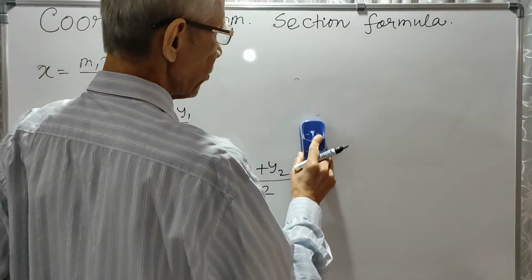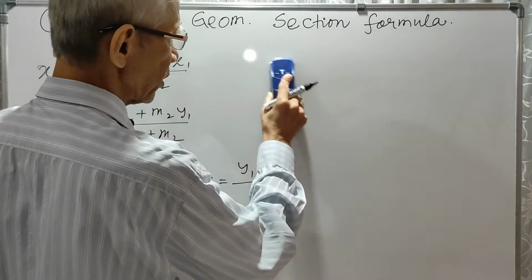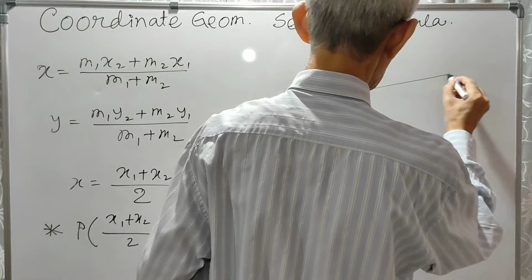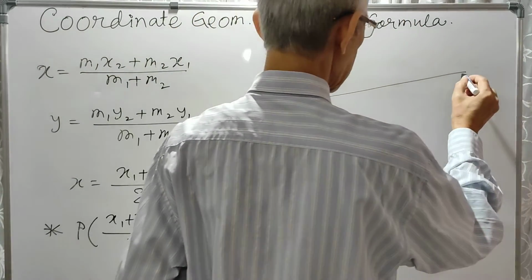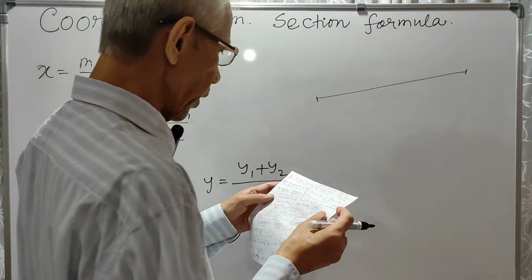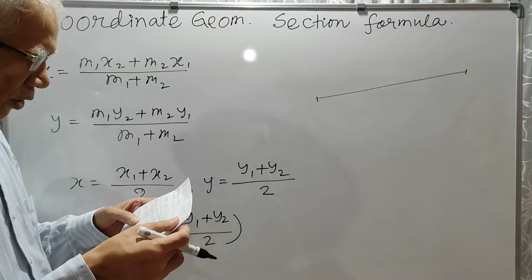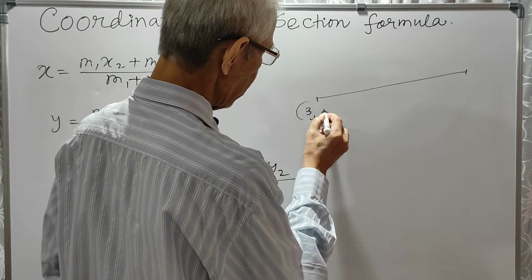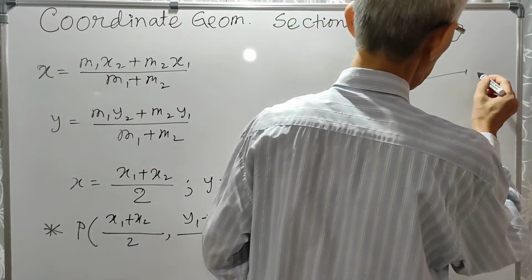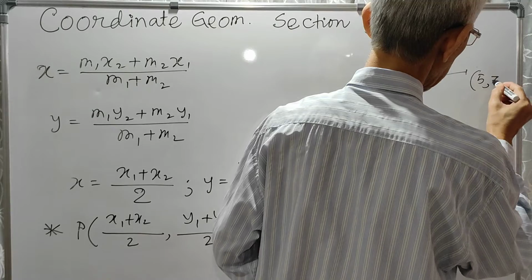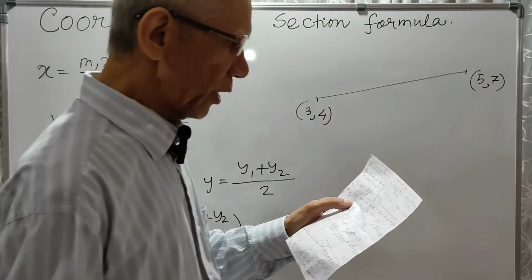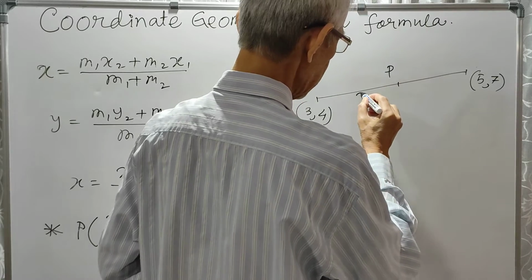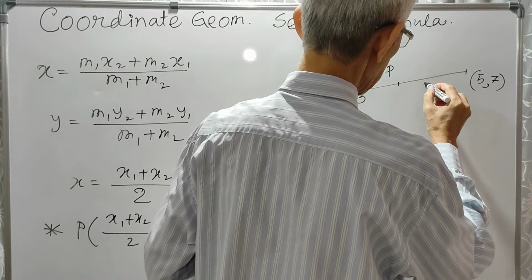Practical application means some numerical sum where you have to apply this formula. Now consider this straight line AB which joins these 2 points, 3, 4 and 5, 7. So this point is suppose 3, 4 and this point is 5, 7. And P divides in the ratio 3:2. So this is point P which divides the straight line in the ratio 3:2.